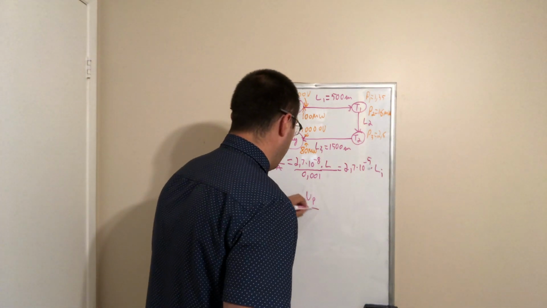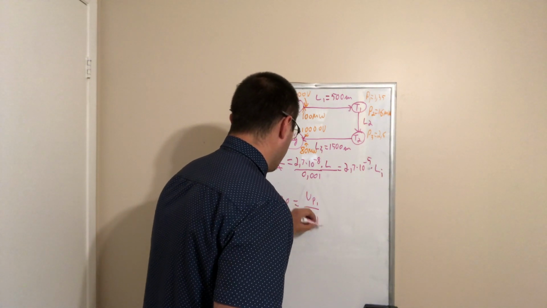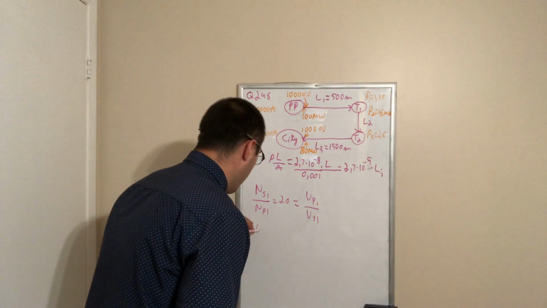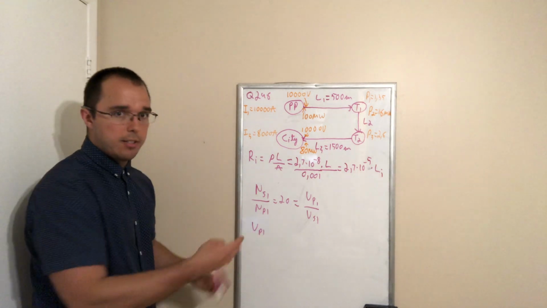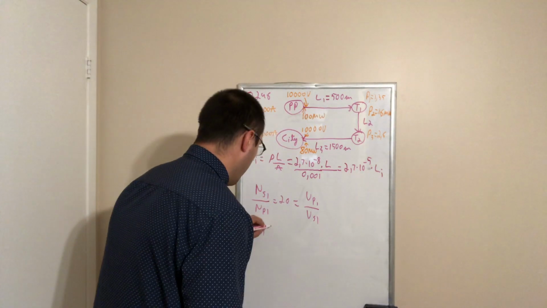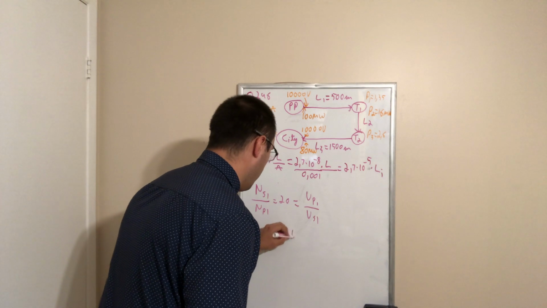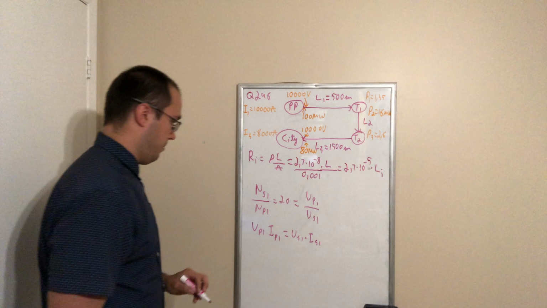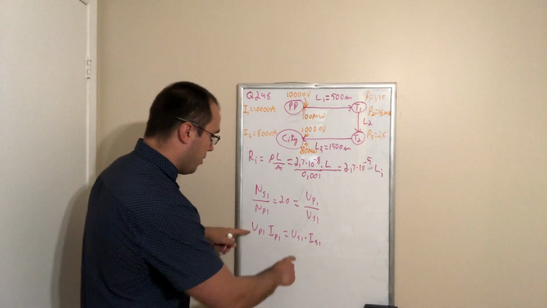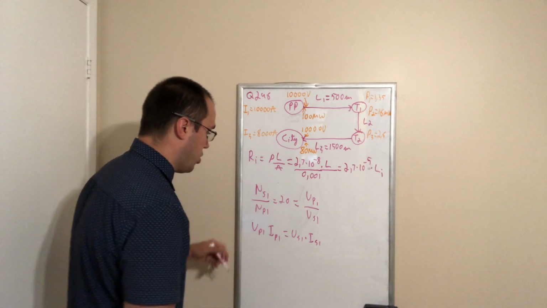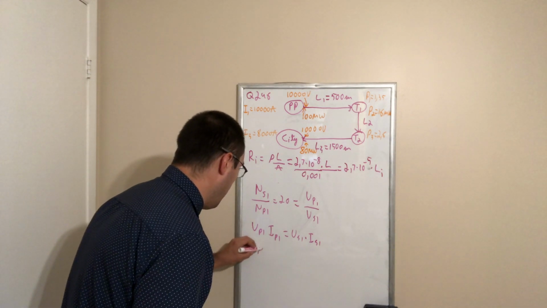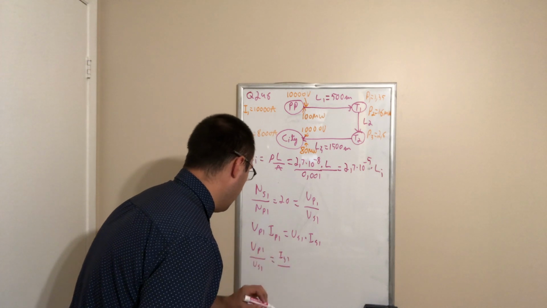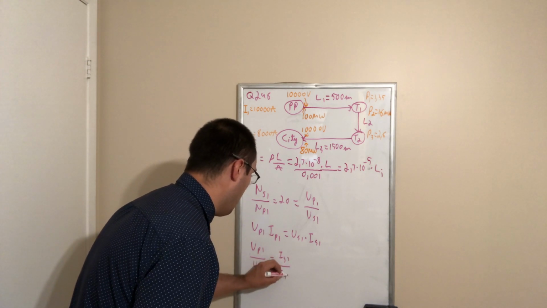What that means is VP1 over VS1 is also equal to 20. Now, because it's an ideal transformer, IP1 VP1 is equal to IS1 VS1, and by the way, the subscript 1 is just because I'm talking about the first transformer. We can switch a ratio of current to a ratio of voltage. So VP1 divided by VS1 is equal to IS1 divided by IP1.